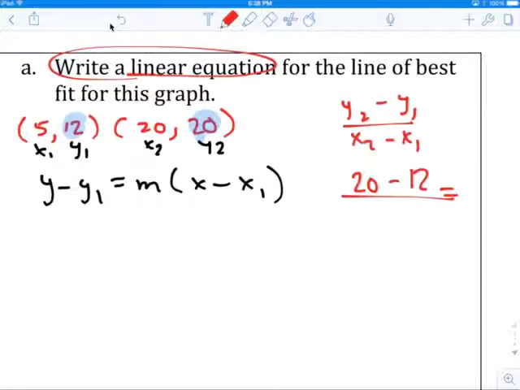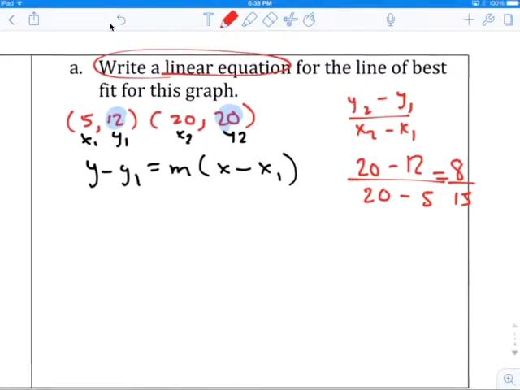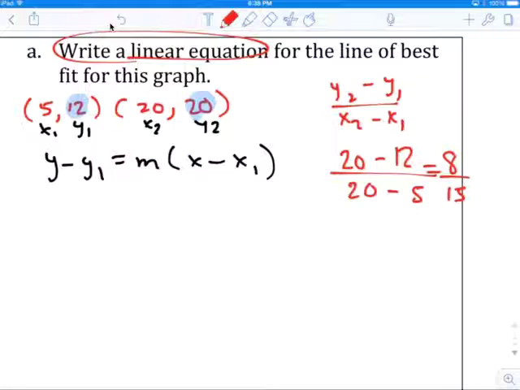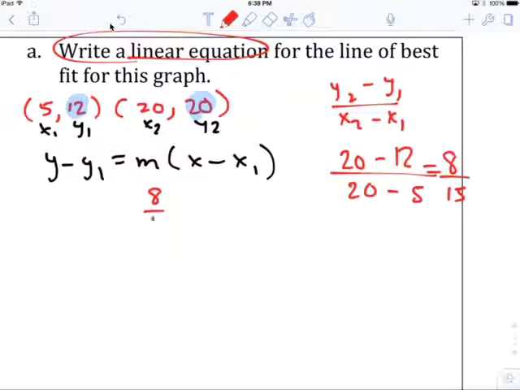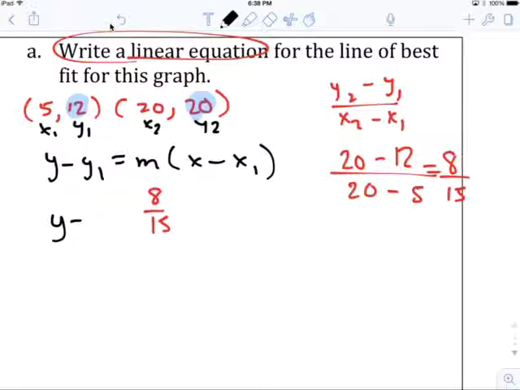So 20 minus this 12, which is 8, right? Over 20 minus the 5, which is 15. Reduce. No, it cannot be reduced. Okay. So 8 over 15 is the slope. And then y minus y1, which is 12, equals m parentheses x minus x1, which is 5. So we get y minus 12 equals, distribute.